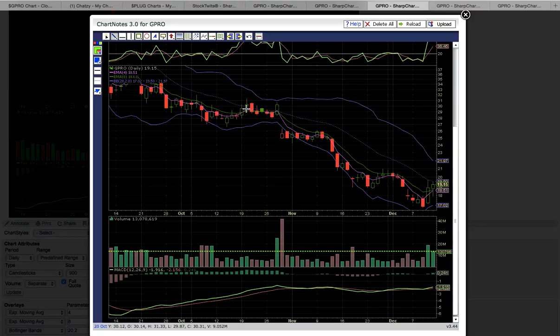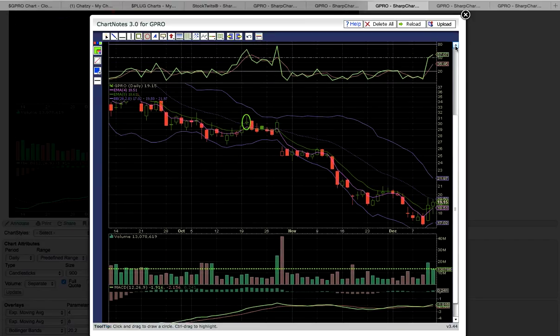Back here in October, there was a close above the middle Bollinger Band, and that level failed to turn into support. There was a close right here, and then the candles traded sideways, and then the downtrend continued. So what the bulls are really looking for is a close above 19.50 and then for a new uptrend to begin, and that hasn't happened in many months. GoPro is on a multi-month downtrend.